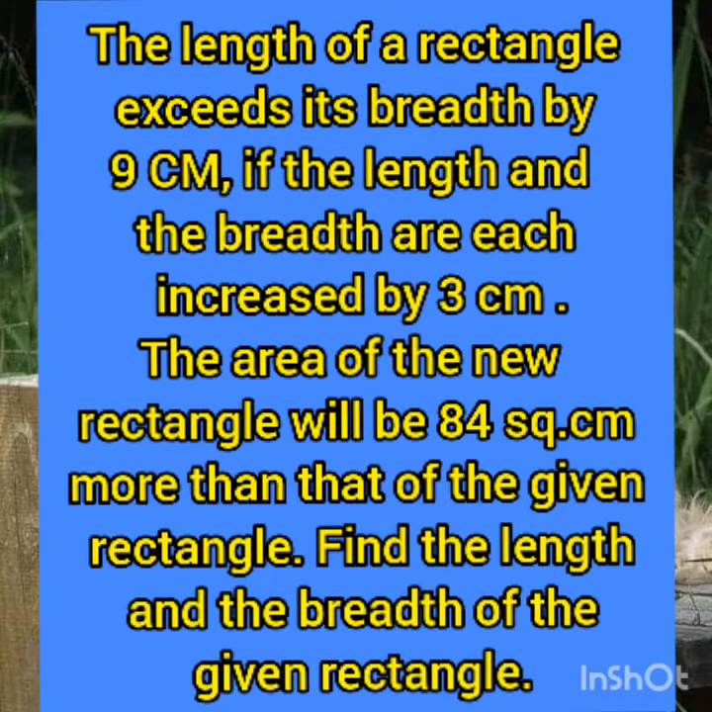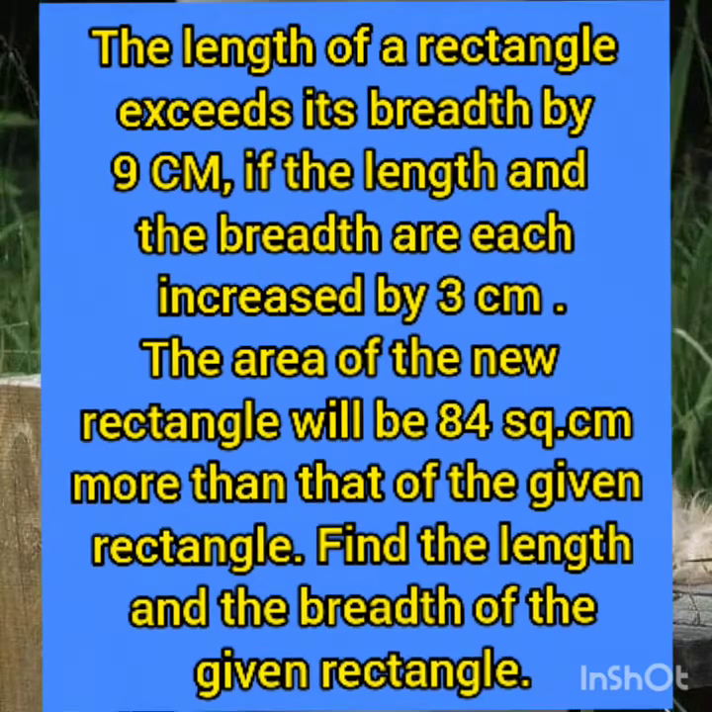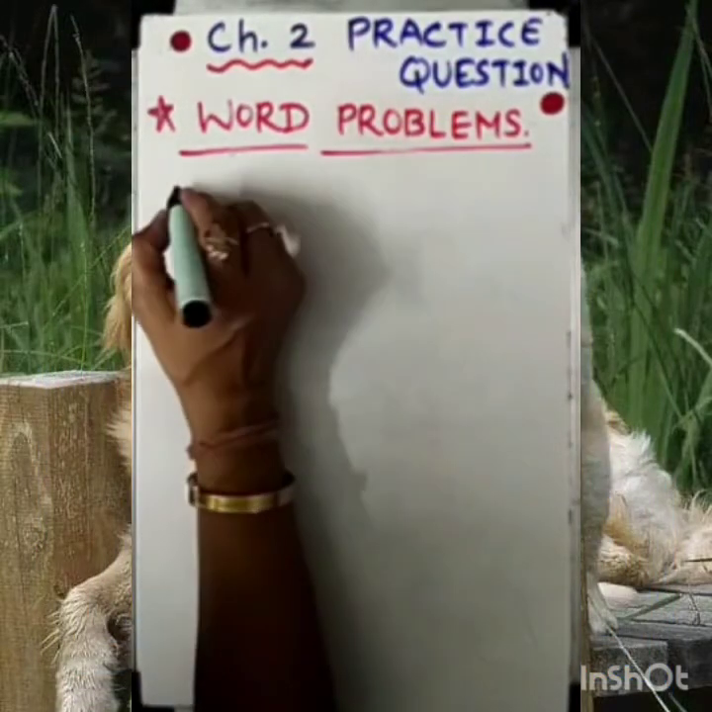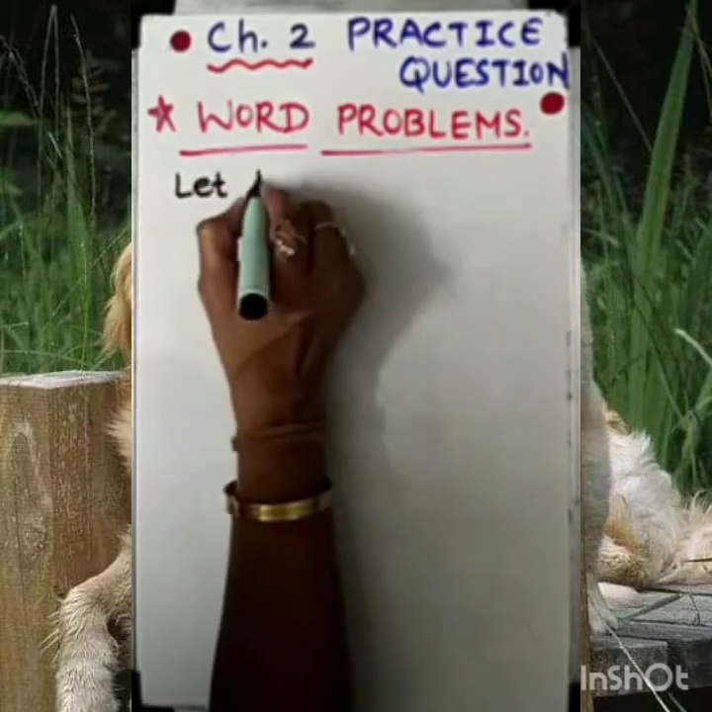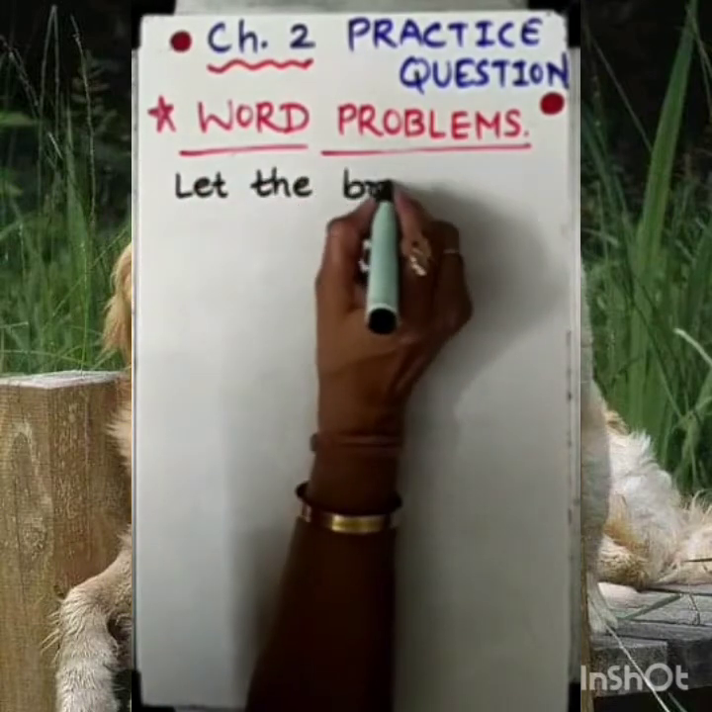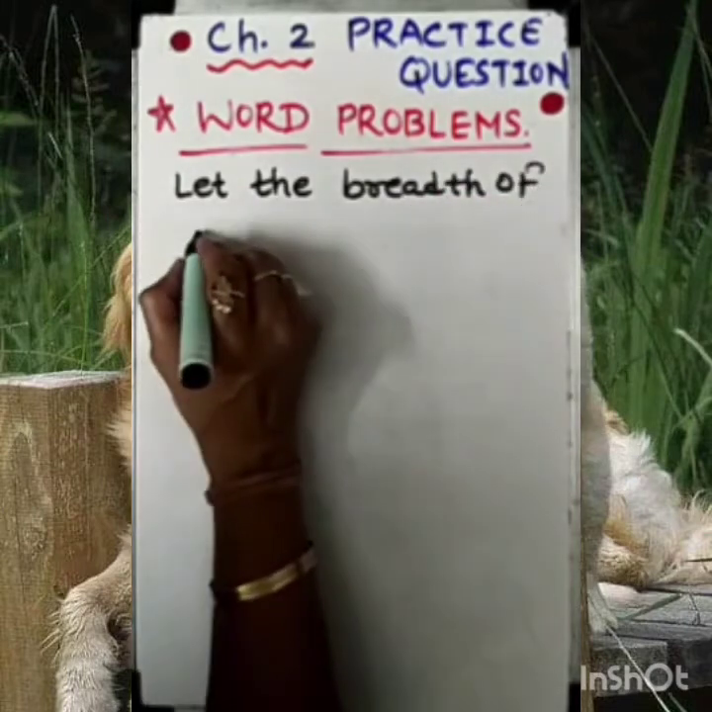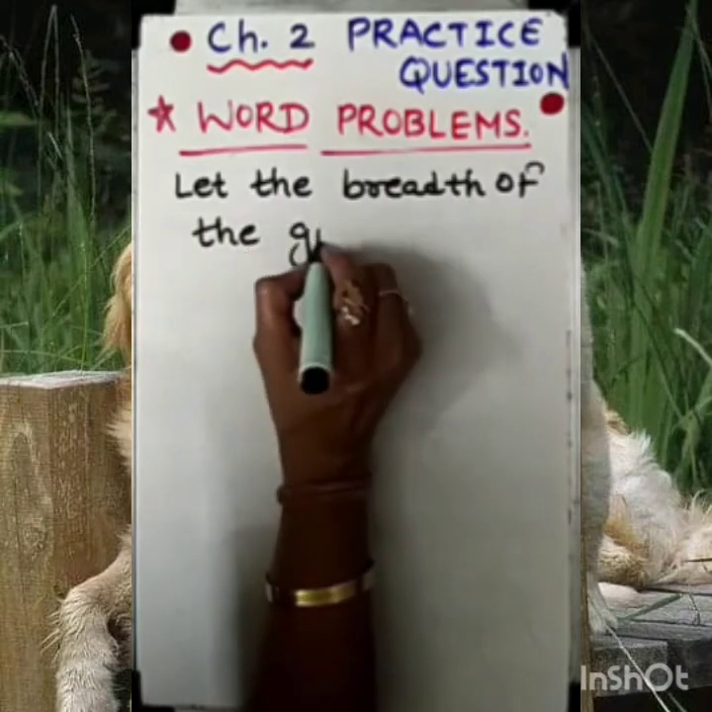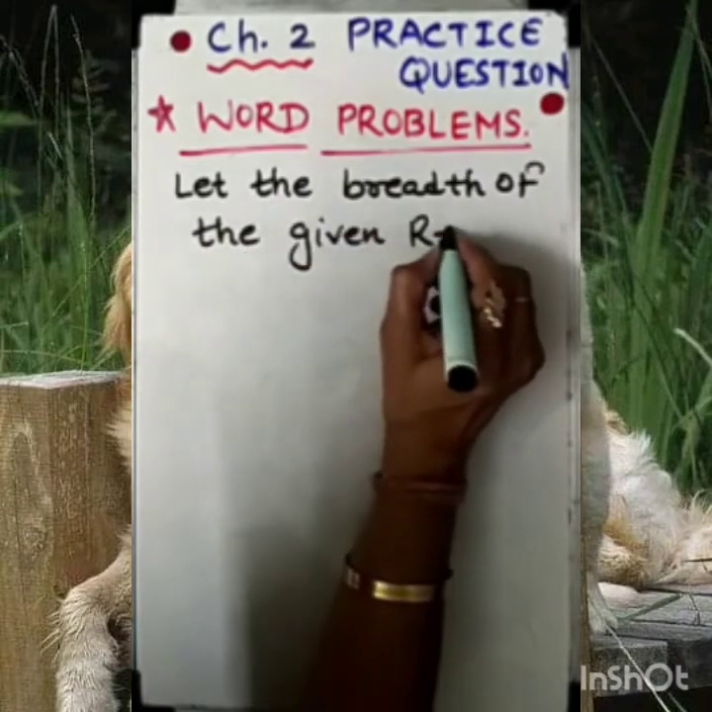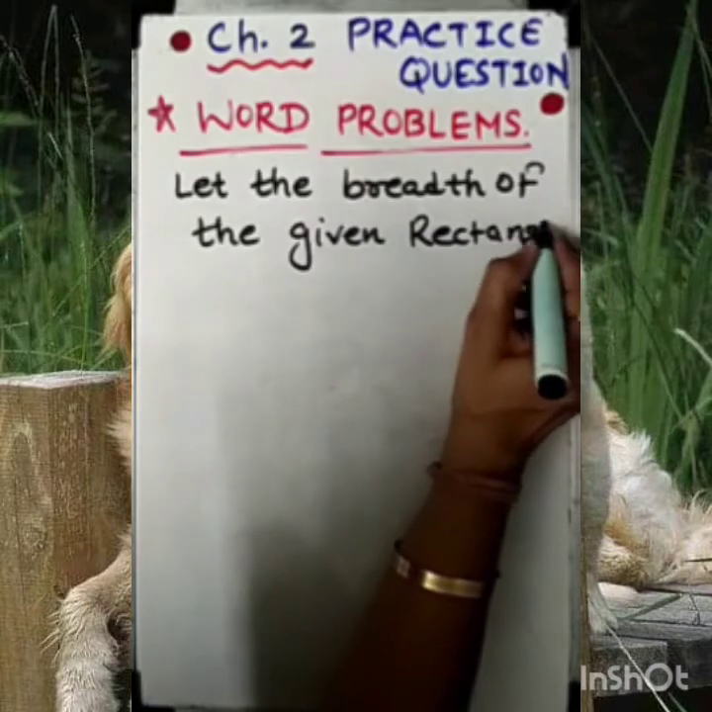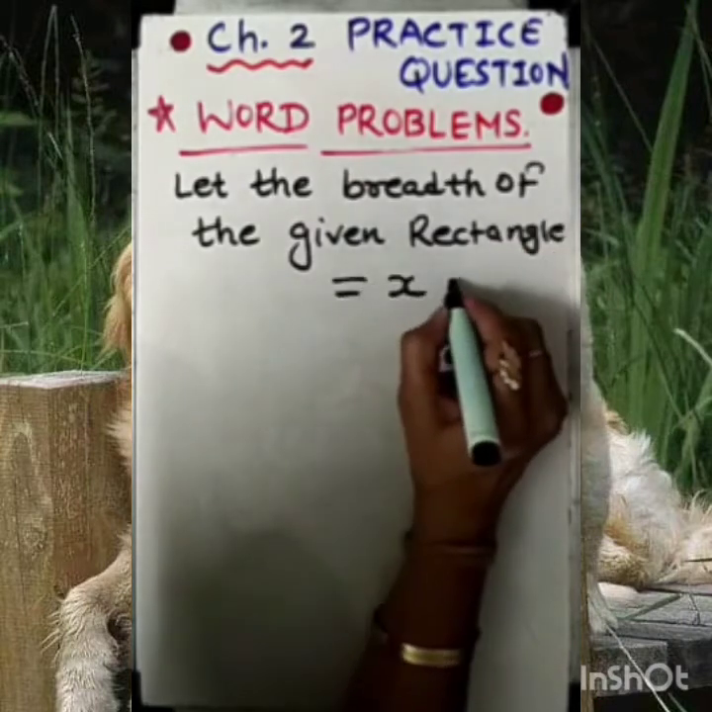So, my dear student, first of all, here we want to find the length and the breadth of a rectangle, but we do not know the breadth. So, let's assume x for the breadth. First, we are assuming the solution. Let the breadth of the given rectangle be x centimeters.